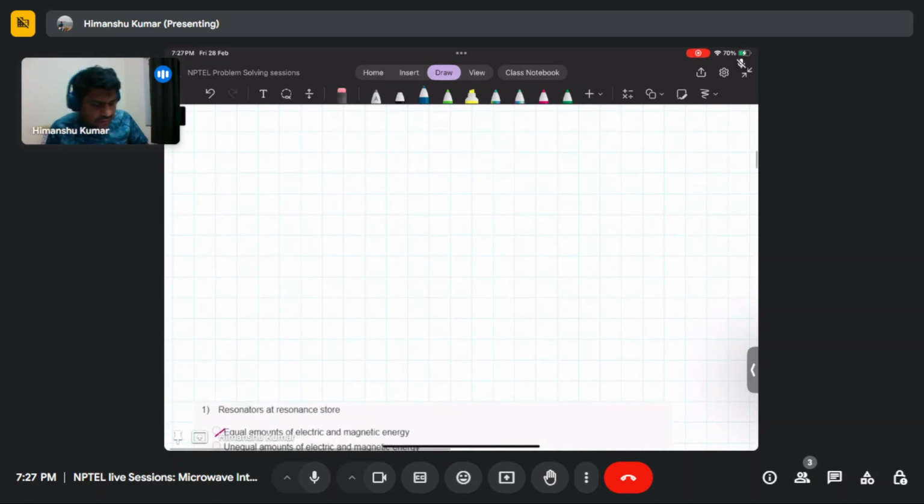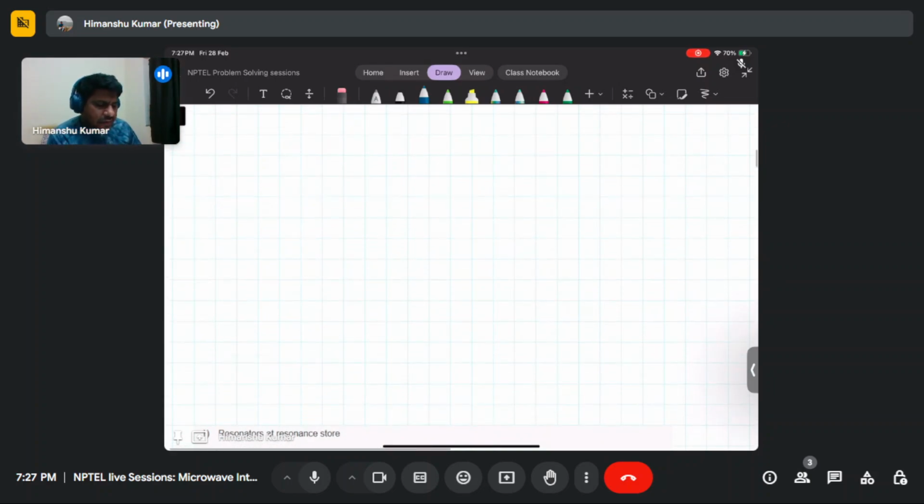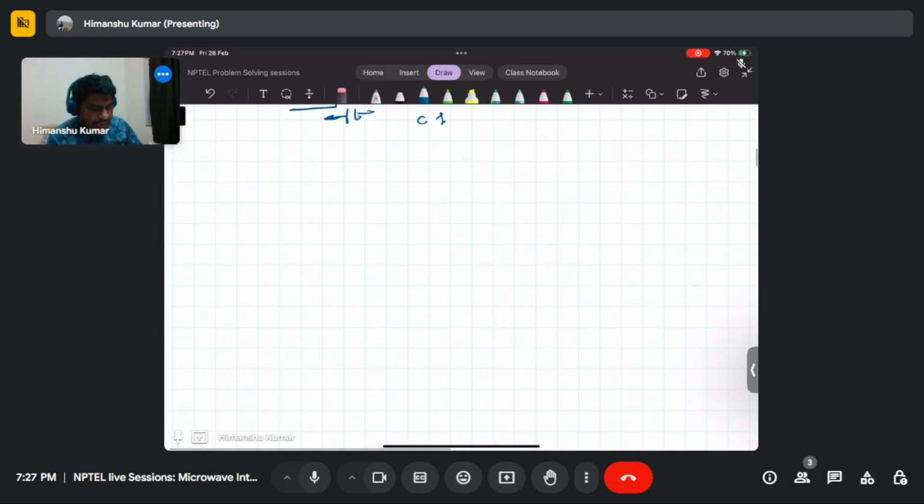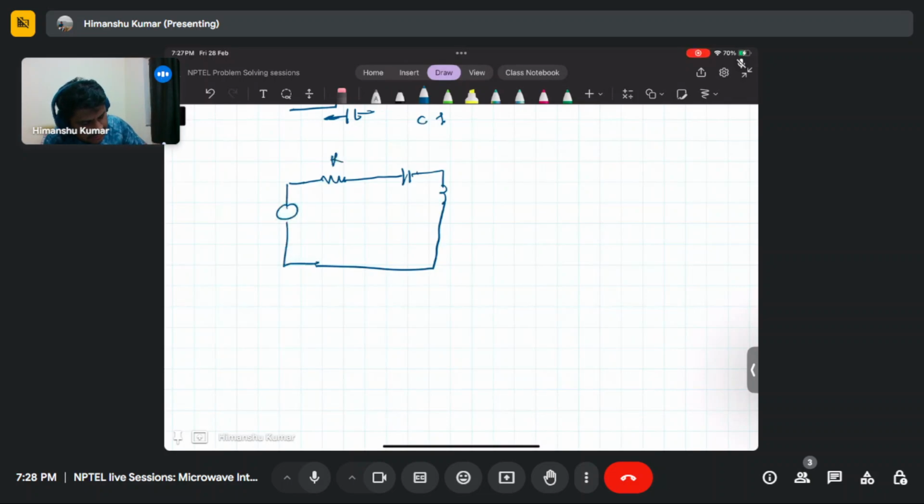So you can model any network as a series or parallel resistance. Let's say your network is in series, so you can write this as an RLC. This is R, this is C, this is L, and the impedance of this network, if you look from here, Z in equals R plus 1 by j omega C plus j omega L.